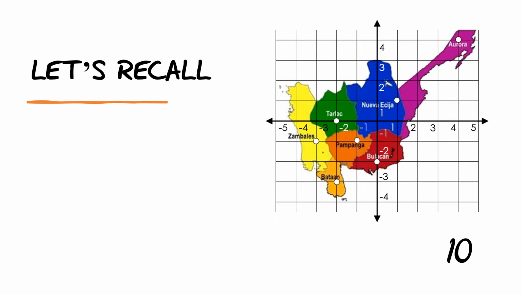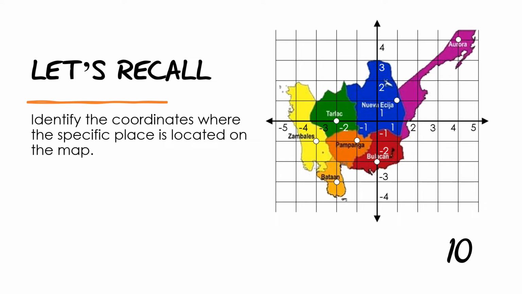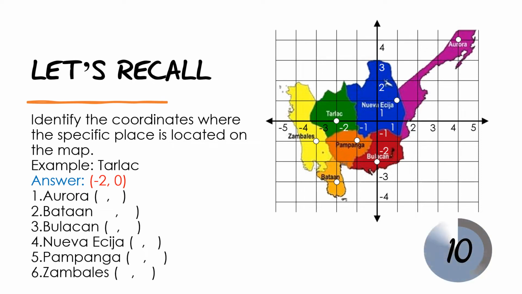So let's have some recall. At the right corner of your screen, you will see the map of region 3. We have to identify the coordinates where the specific place is located on the map. Example, Tarlac. Tarlac is located on the coordinates -2, 0. Now I will give you 10 seconds to locate the other places. And your 10 seconds start now. On the screen, you will see the coordinates of the other places.